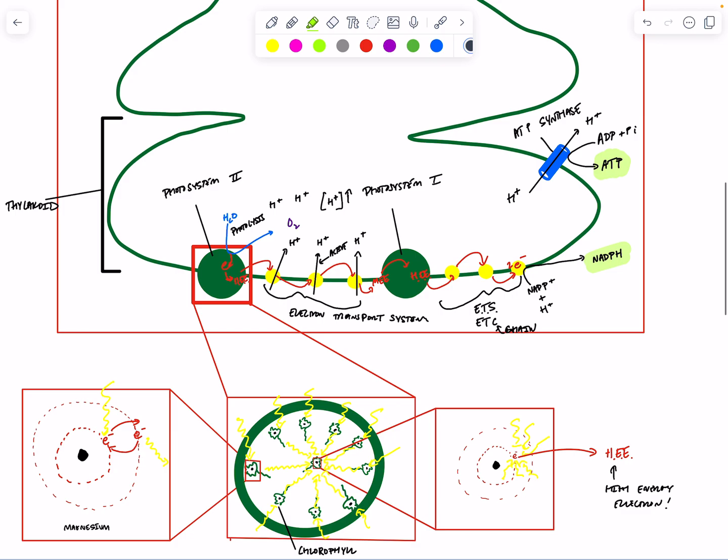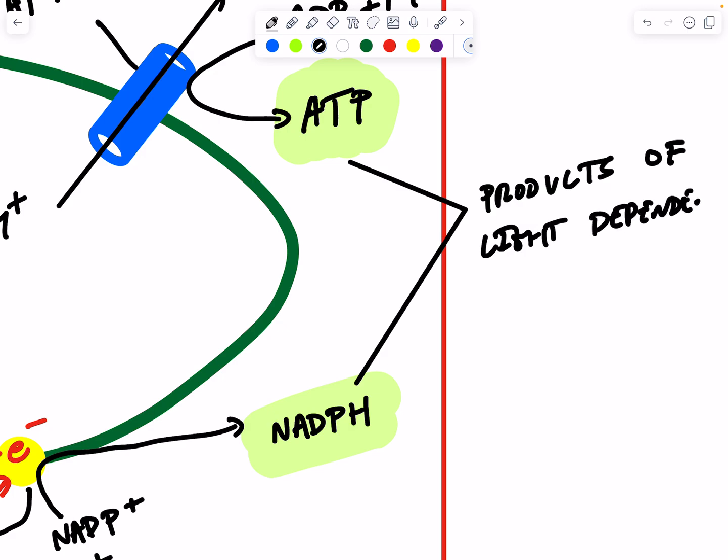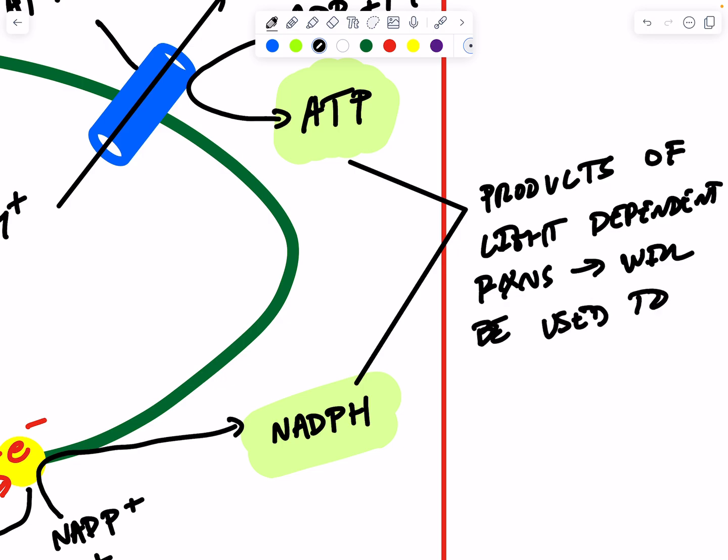The last thing that you need to know is that ATP and NADPH are the two products of the light dependent reactions that are going to be used to power the light independent reactions. So these are products of the light dependent reactions and they will be used to power the light independent.